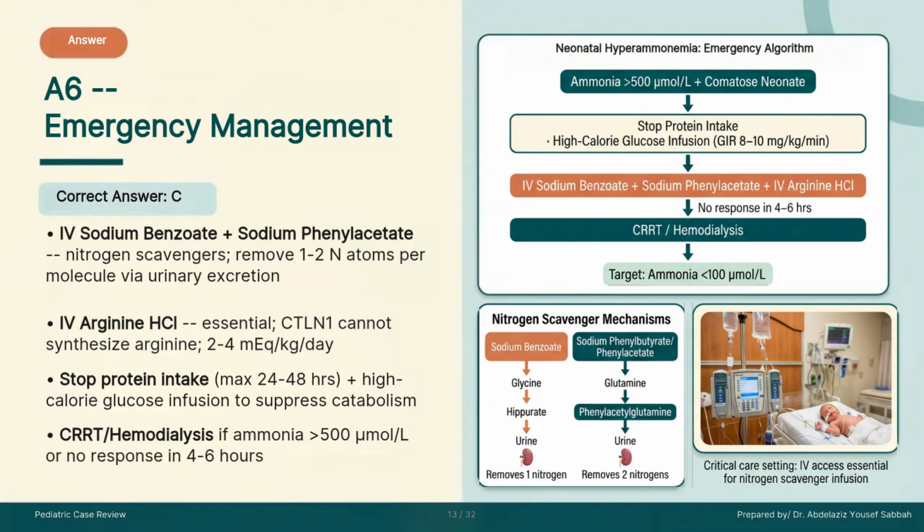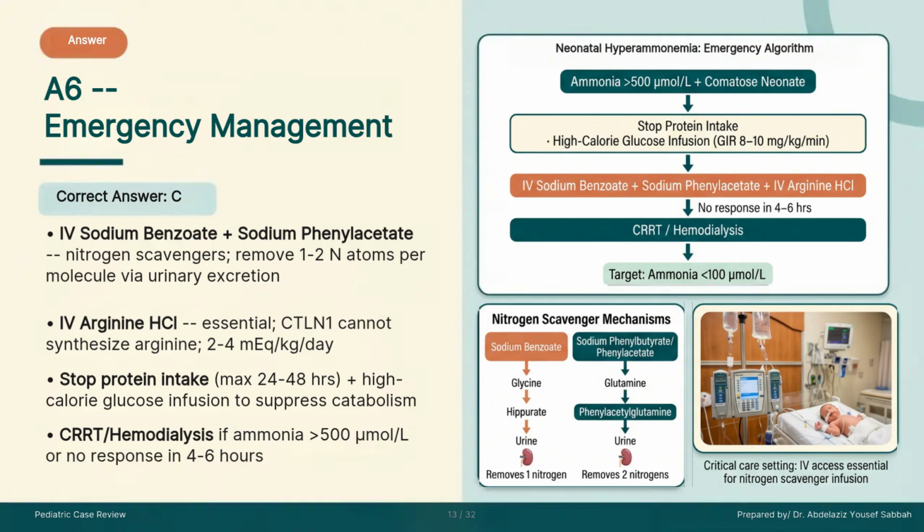Sodium benzoate and sodium phenyl acetate are nitrogen scavengers. They remove 1 to 2 nitrogen atoms per molecule through urinary excretion, providing an alternative pathway for nitrogen disposal. Intravenous arginine hydrochloride is also essential because in citrullinemia type 1, the patient cannot synthesize arginine, and it is given at 2 to 4 milliequivalents per kilogram per day.